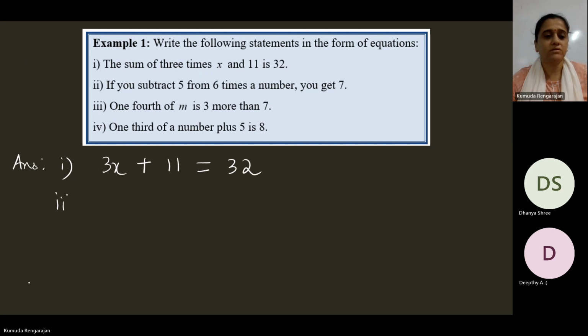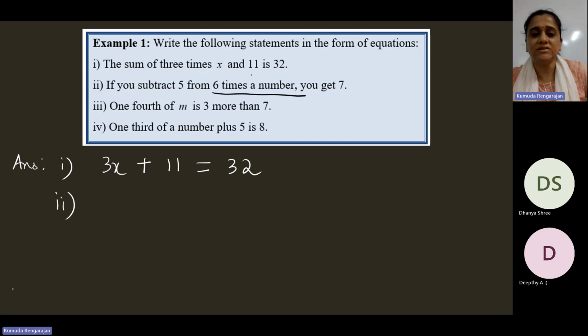The next one. If you subtract 5 from 6 times a number, we know whatever comes after from should be written first, right? So what comes after from? After from is 6 times a number. So that is 6x. A number: let the number be x, or it can be y. You can call the number y, z, a, b, c, d, anything. 6 times a number is 6y or 6x. And this is 5. You get means equal to 7.